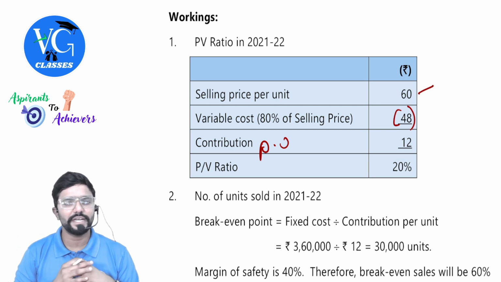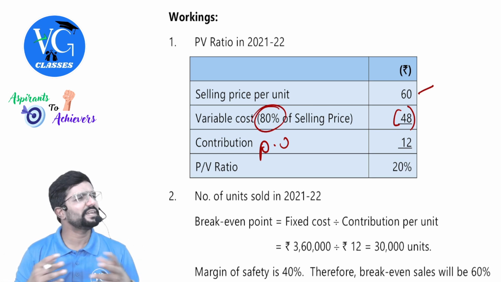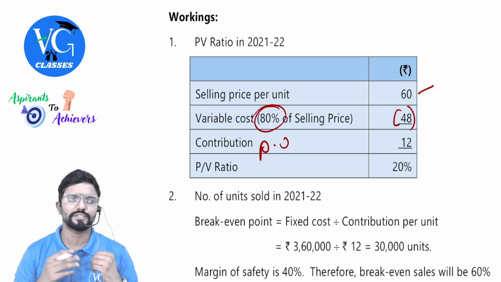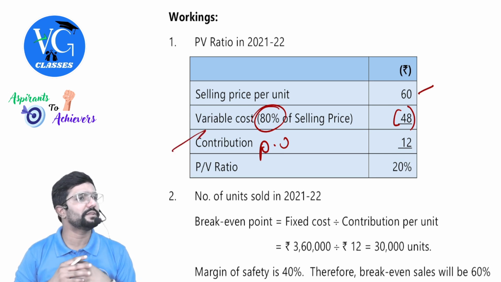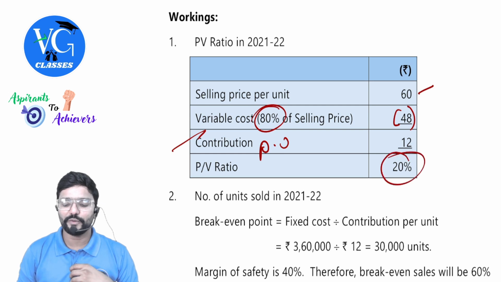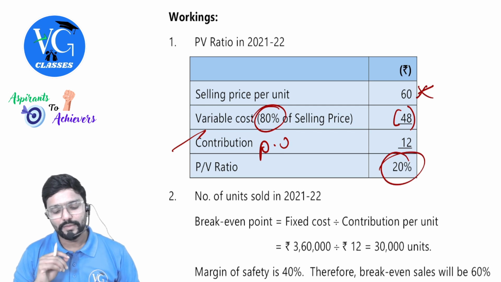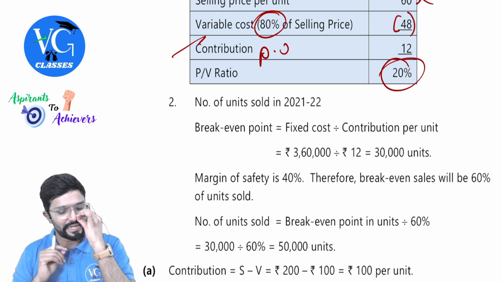I think you would have straight away gone with percentage. 80 is variable. PV ratio is how much, guys? 20%. Straight away you would have done that, but that's okay. Maybe somewhere contribution per unit also is required. You can do it. If you do percentage also, you can do it. How is it, sir? PV ratio, if you do 20% into 60, how much you will get? Contribution per unit. Fine.